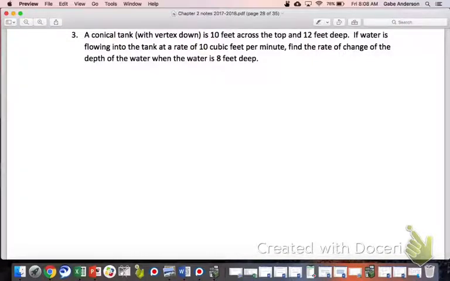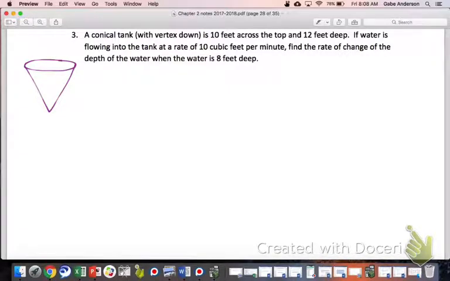Okay. So we read it just for meaning at the start. As we do that, we want to ask ourselves, is a picture appropriate and or helpful? What do you guys think? I get a no and a couple of yeses. Since there's at least a couple of yeses, let's do a picture. It does say conical tank with vertex down, so I'm going to say that might look something like that. Vertex down.